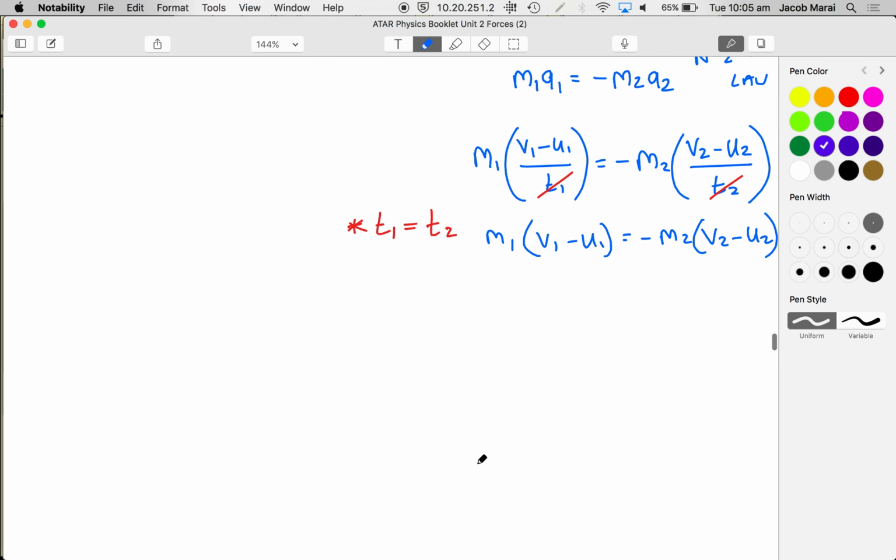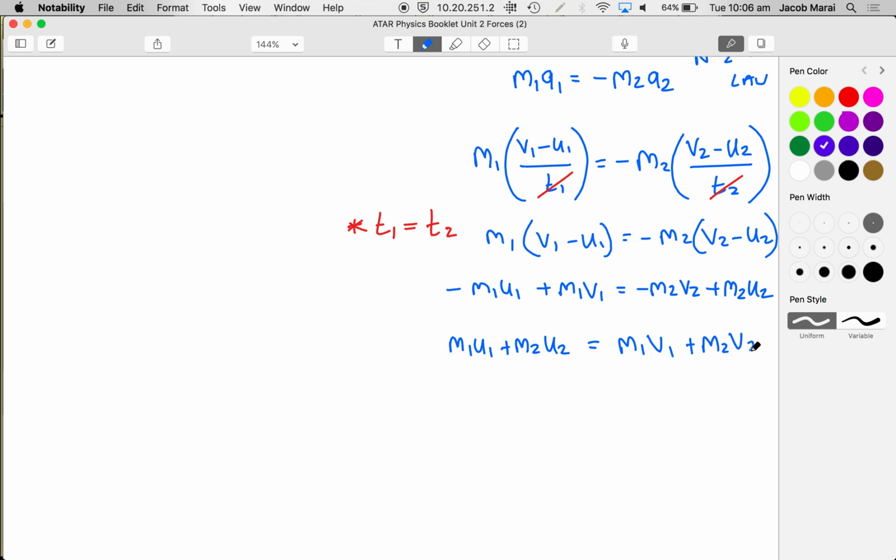What I'm going to do here is put all of my U's on one side. Let's expand first. So negative M1U1 plus M1V1 equals negative M2V2 plus M2U2. Damn it, I was hoping that this would come out nicely. You can see, if you put the U's on the right-hand side, they're all positive. And if you put the V's on the left-hand side, they'll all be positive. So I'm just simply going to go M1U1 plus M2U2 equals M1V1 plus M2V2.